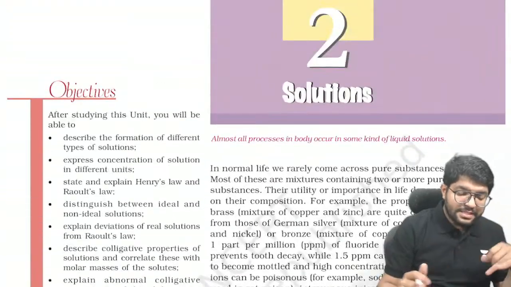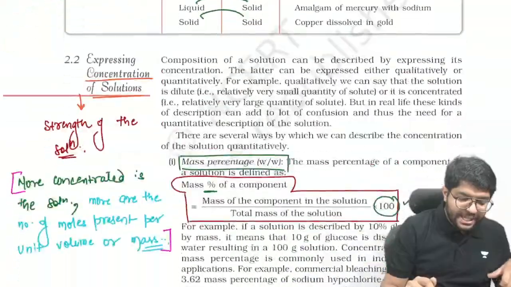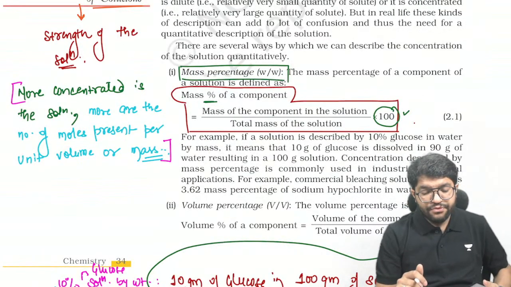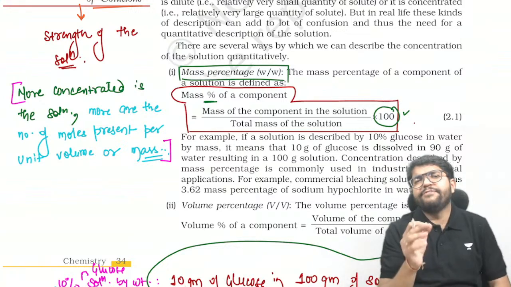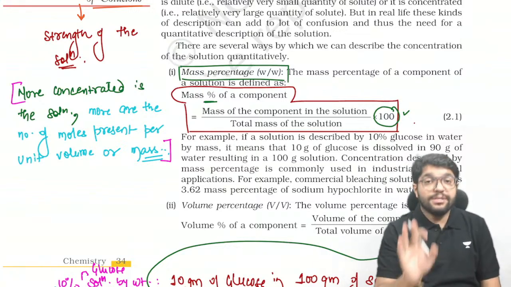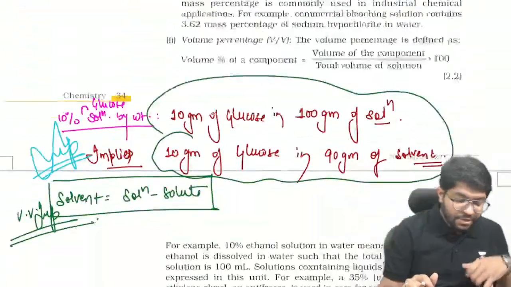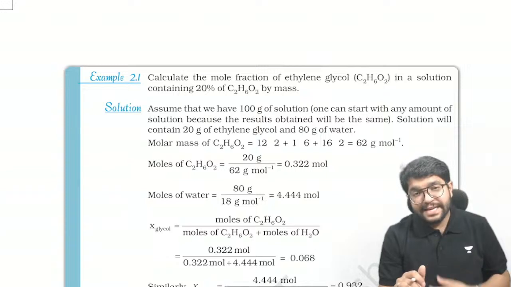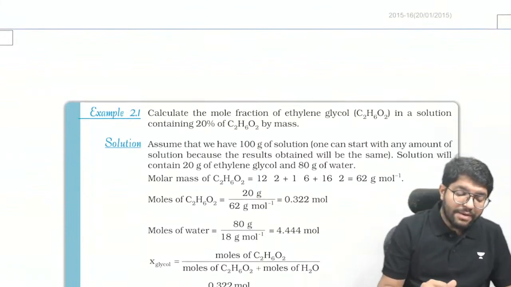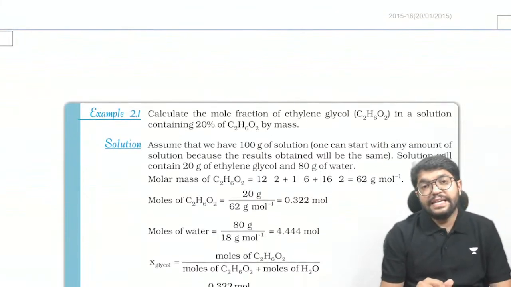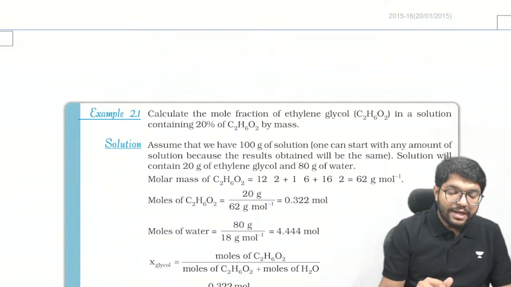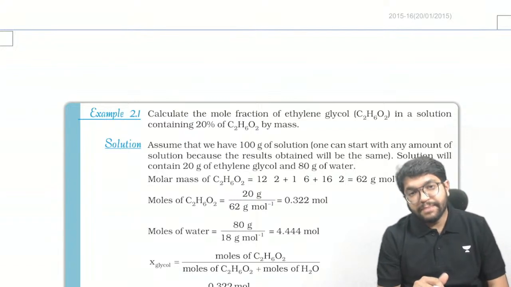We started with this solution. The first question that we have, we read the NCERT yesterday, so we will not take the text for now. We will take the text only if it is required to solve a question. So quickly let us do it. The first question is the solved example that talks about calculating the mole fraction of ethylene glycol in a solution containing 20% ethylene glycol by mass.